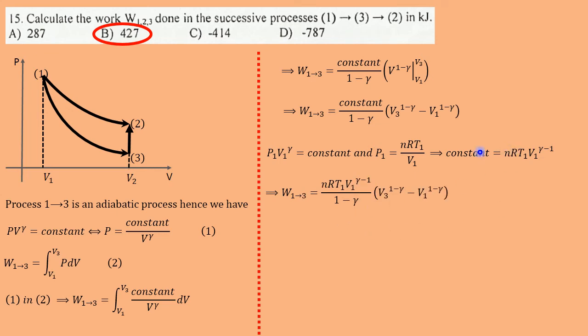Now we have this constant substituted in the work done from 1 to 3, so that we have W13 equals nRT1 times V1 raised to the gamma minus 1 on 1 minus gamma into V3 raised to the 1 minus gamma minus V1 raised to the 1 minus gamma. So I'll simply substitute for the constant. Now we can also remember that n, the number of moles, is small m on capital M, so that when that is substituted, we have this expression here.